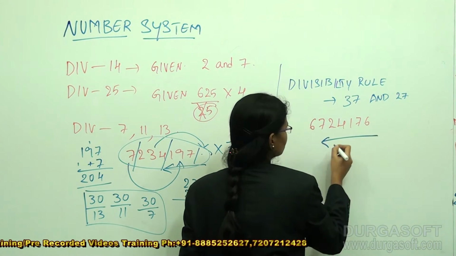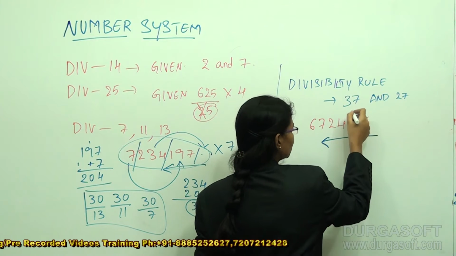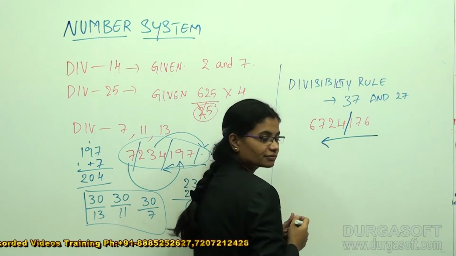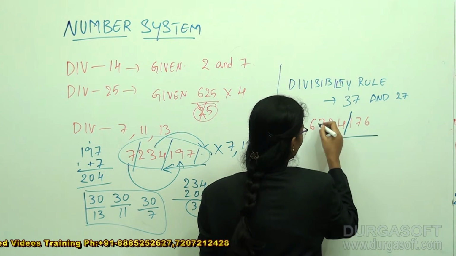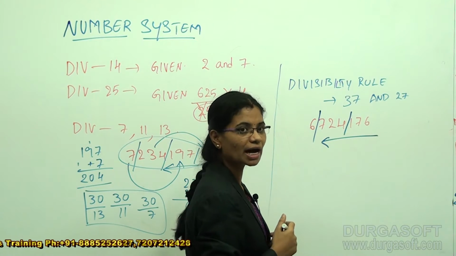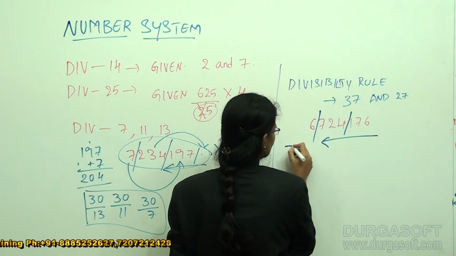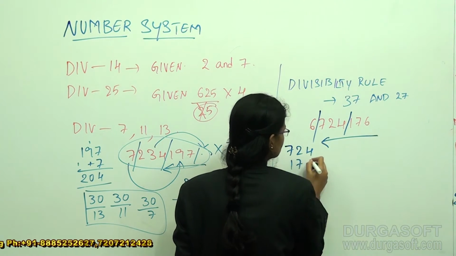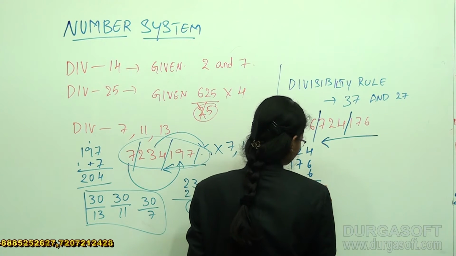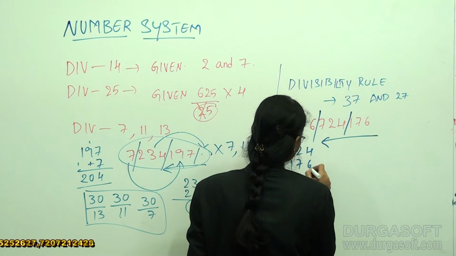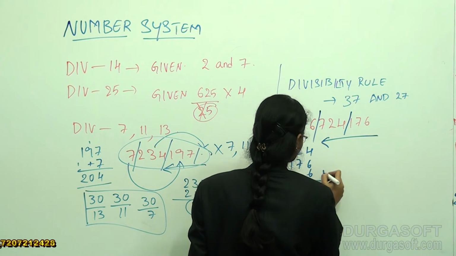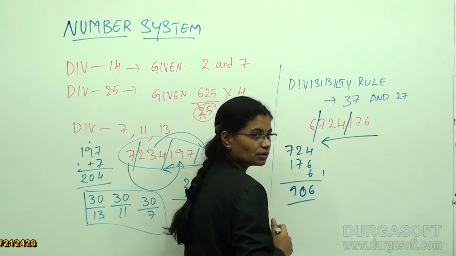Starting from the right hand side, divide the number into compartments. Each compartment should have 3 digits in it, so 3 and 3. After that, add all of them. That means 724 plus 176 plus 6, that is 6, 12, it is 18, 16, 6, 1 and 7. So I am getting around 906.